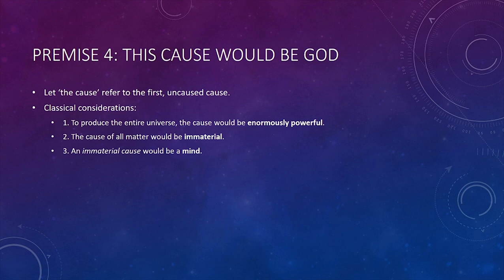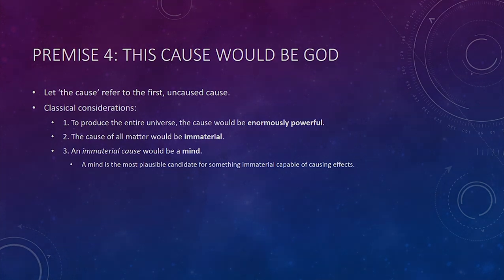However, if the first cause is immaterial, then you might argue that this cause would be a mind or be mind-like. Some of you may be familiar with this kind of argument from William Lane Craig. He suggests that the most plausible candidate for something that's both immaterial and capable of causing effects is a mind. The only other kind of immaterial thing would be an abstract object like the number 2, but abstract objects don't have the power to produce effects. Now, this kind of argument is not meant to be a knockdown proof, but rather you might think of it as a kind of argument for the best explanation. We're trying to figure out what's the best account of this first cause from the things that we know about.